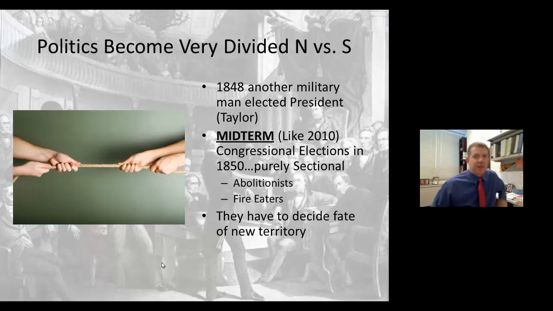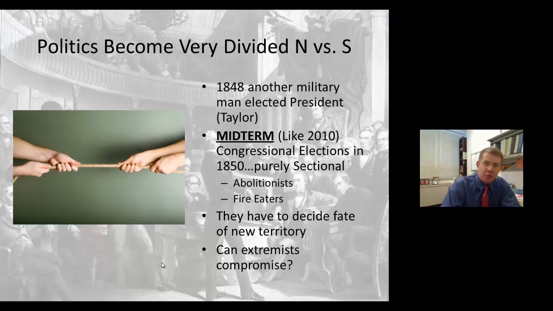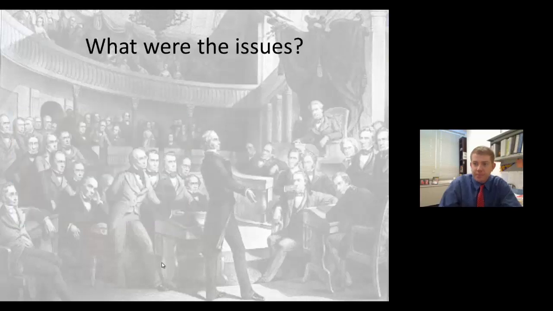They're the ones that are going to have to determine what can and can't be compromised. And the question that we have to consider is, can extremists compromise? If you have somebody who is an abolitionist who believes that slavery is morally wrong, can they ever compromise with Southerners to allow slavery to continue to exist somewhere or even expand? And vice versa, if you have somebody who is a staunch supporter of slavery, can they compromise with Northerners to halt the expansion of slavery, or maybe even limit slavery in some way?